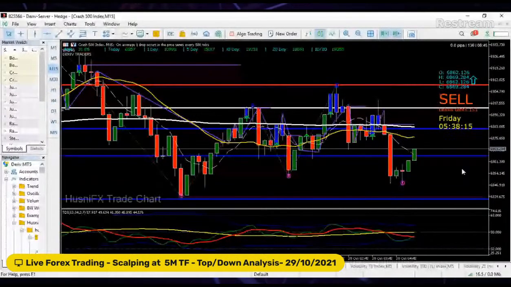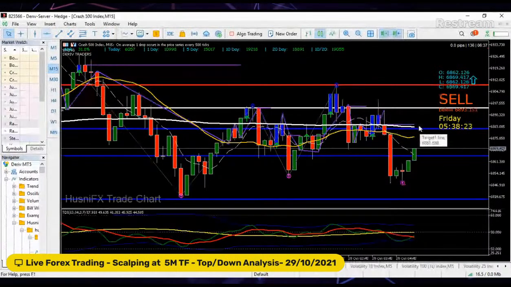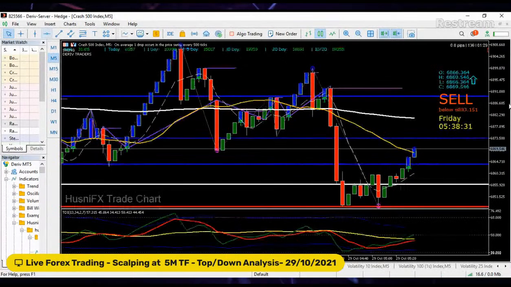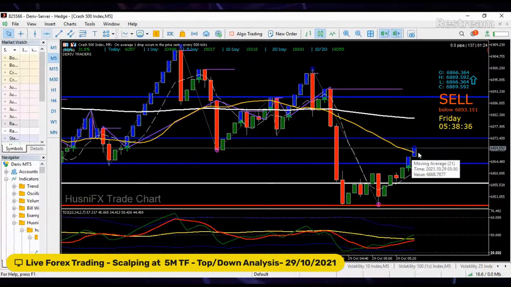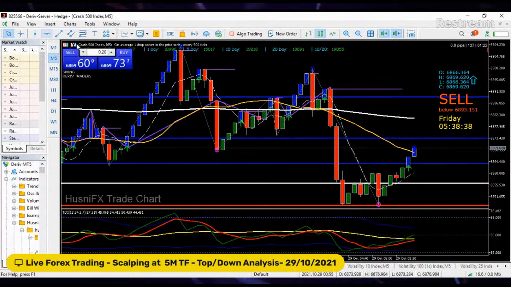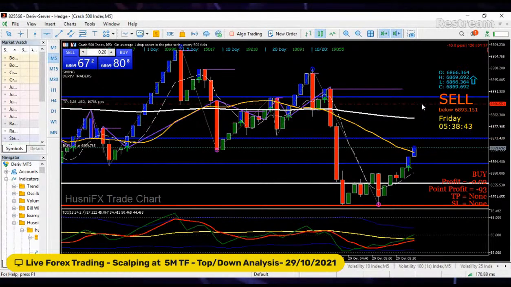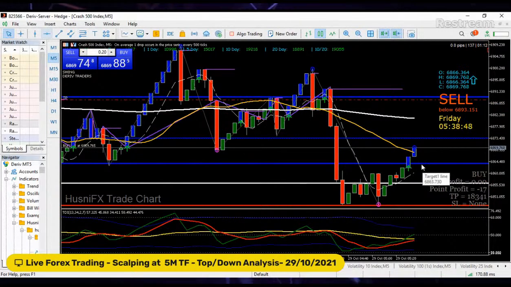So Crash 500, this time frame is telling us that the market has already sold, and right now it is on an uptrend. But what is going on in M5 is totally different. Let us look here. So you can see that the buy is now starting. So right now we have a buy position from here, and it's nice to have this target right now because we have missed the target at target 1. So this will be the nicest target.